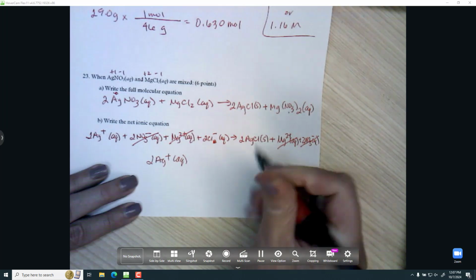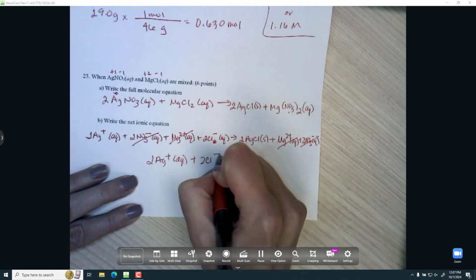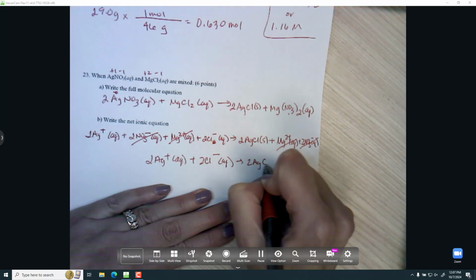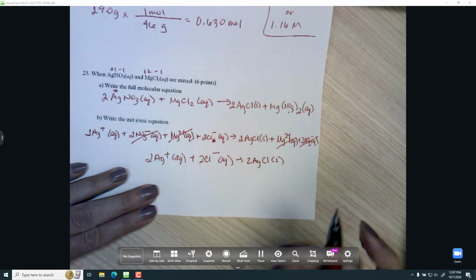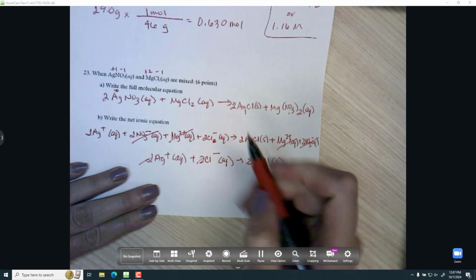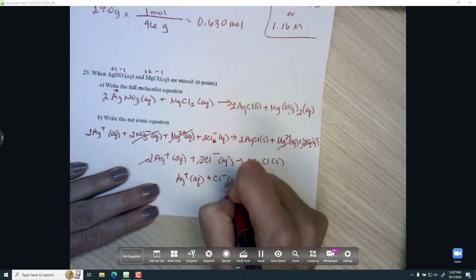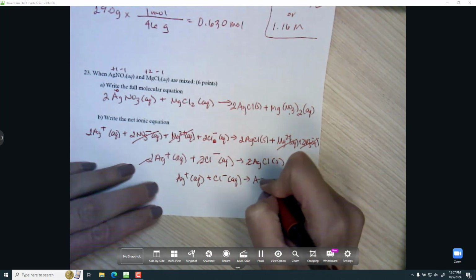2 silver pluses, 2 chlorine minuses, making 2 silver chloride solids. You can leave it like this if you want to, or you could cancel out those 2s since they all have a 2 in front, and you could write it as just 1 silver plus 1 chlorine minus, making 1 AgCl. Either one is fine.